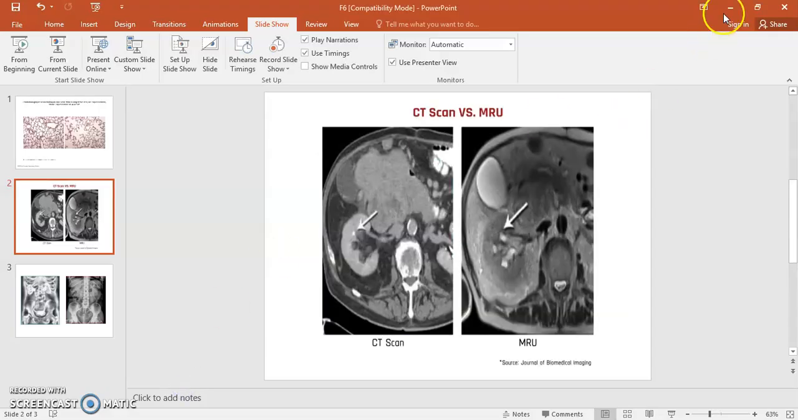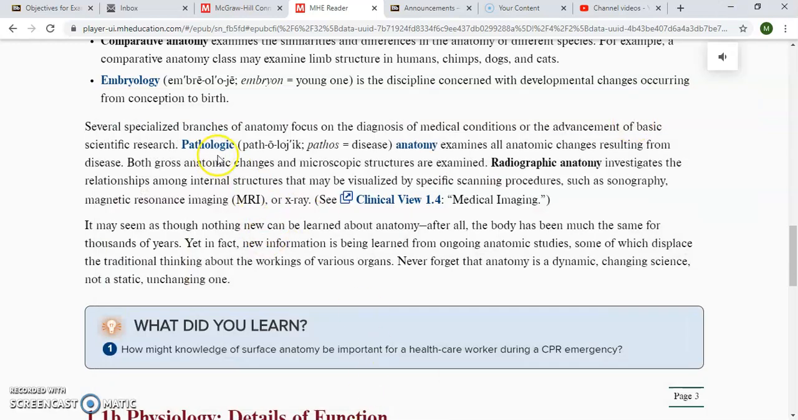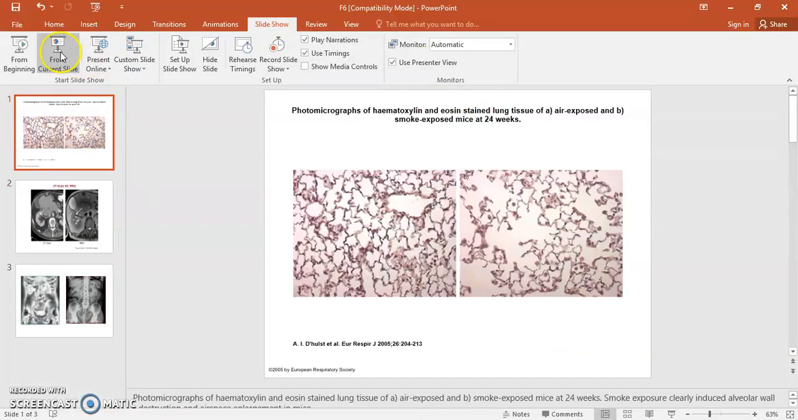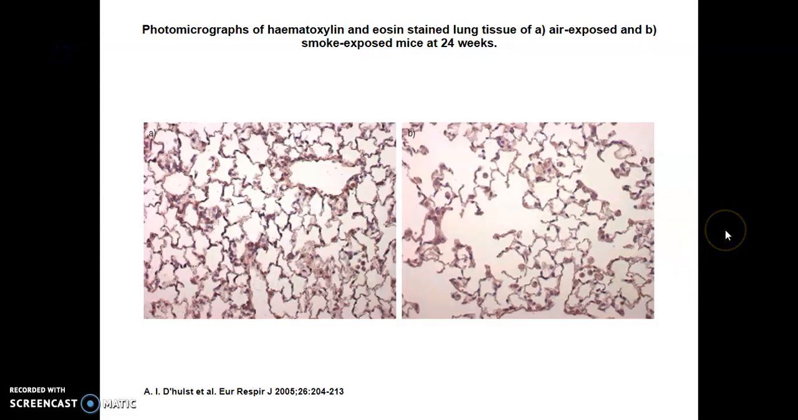And then the other one is pathologic anatomy. So this is somebody that examines all the changes of the anatomy that can happen when there's a disease present. So for an example of that, we'll go back to my PowerPoints. Generally the people that are studying and very, very knowledgeable about pathologic anatomy are the pathologists.